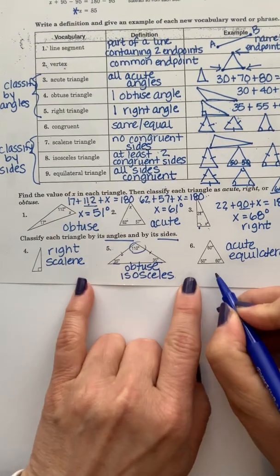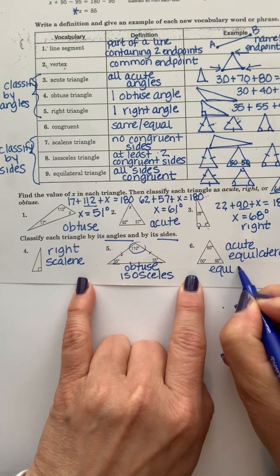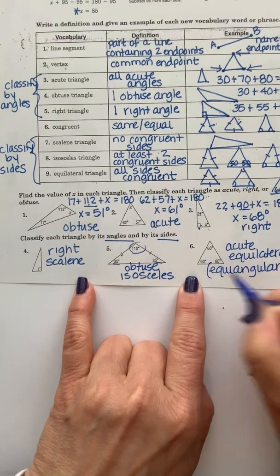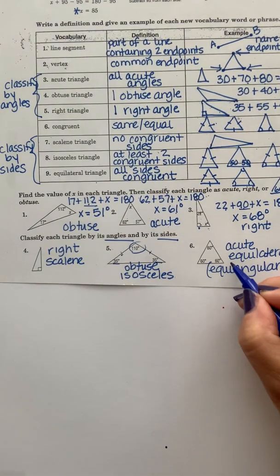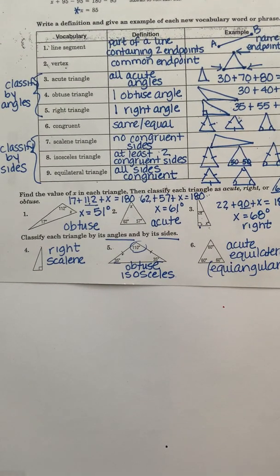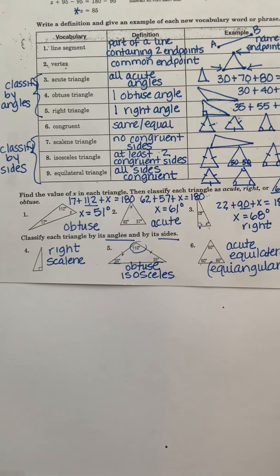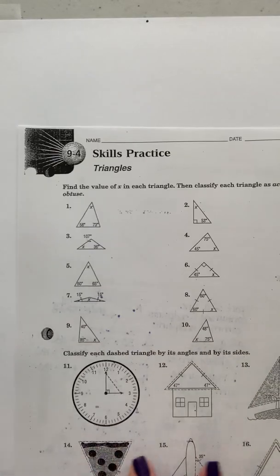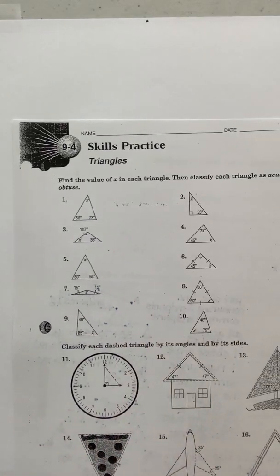You may hear of equiangular. Our book doesn't have that, but equiangular would also mean that it has equal angles. Lateral would be the sides. We use the word lateral for sides. Angular would be for the angles. So right now you're only responsible for those two right there. Okay? All right, so next you're going to be doing your practice.